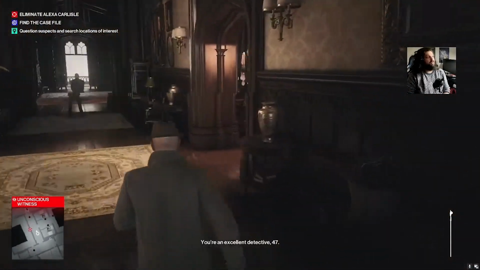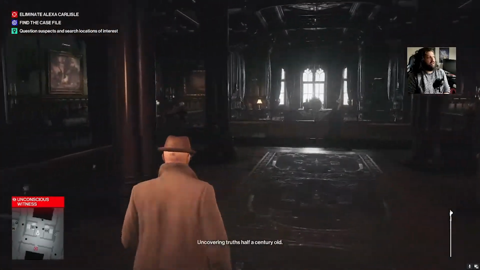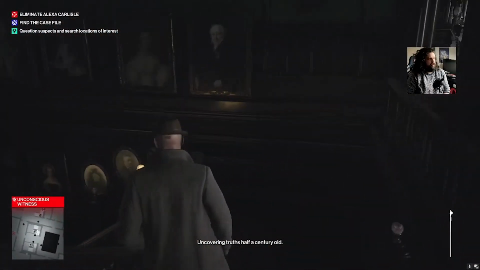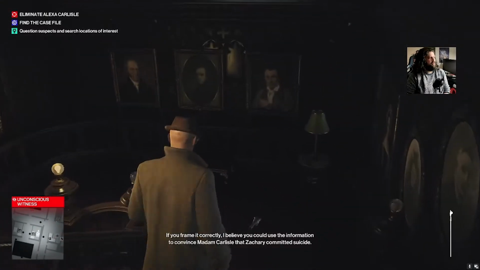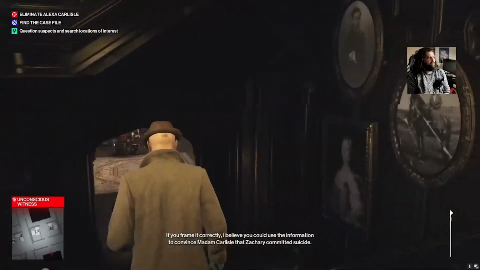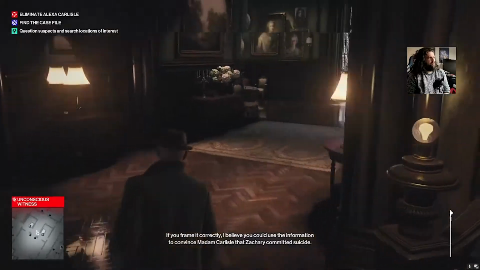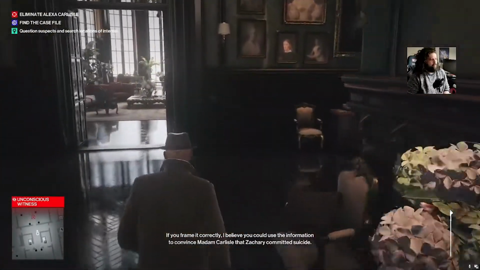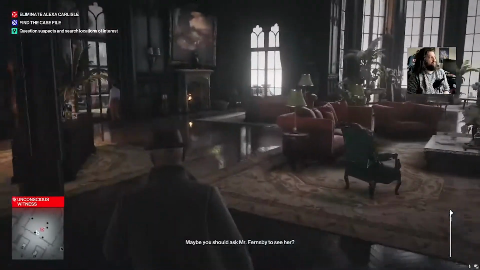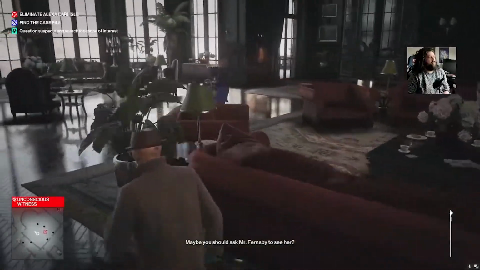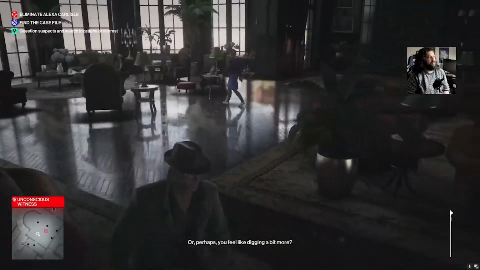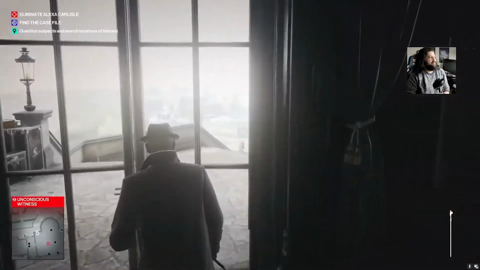You're an excellent detective, 47. Uncovering truths half a century old. If you frame it correctly, I believe you could use the information to convince Madame Carlyle that Zachary committed suicide. Maybe you should ask Mr. Fernsby to see her. Yeah, we see Emma has changed her shoes. Perhaps look at those white shoes, digging a bit more.